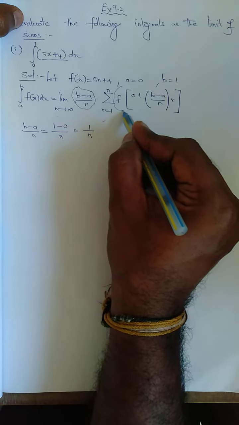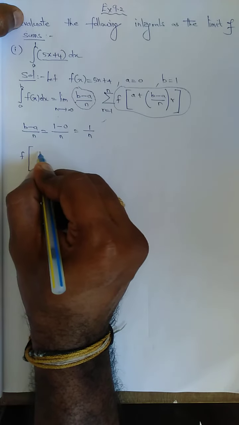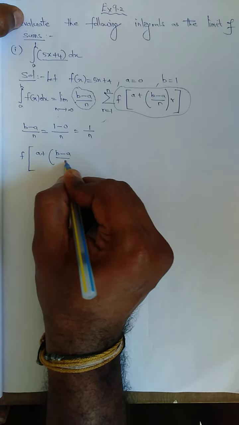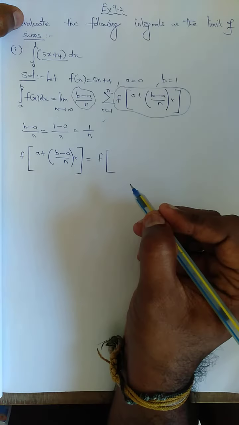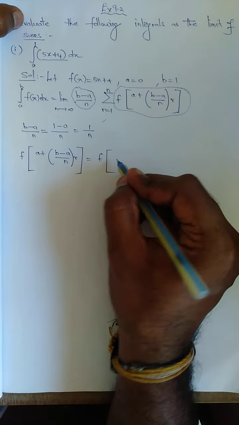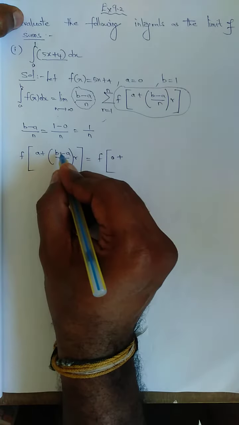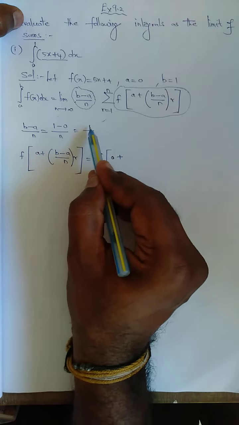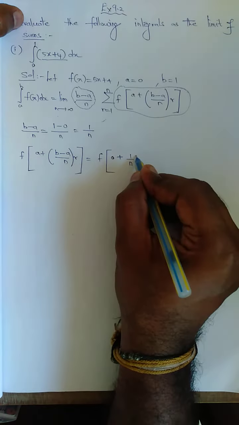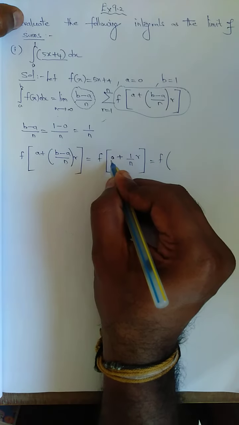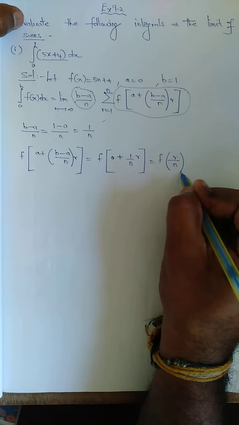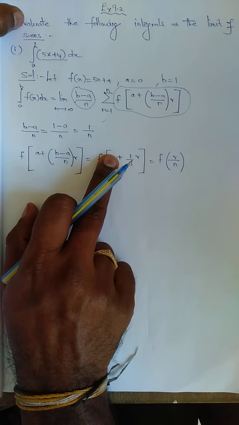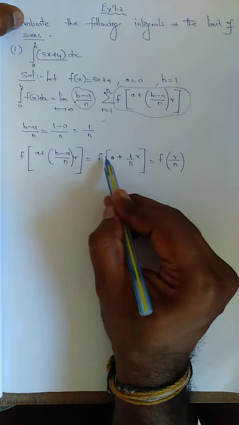Next, I am going to find this value: f of (a plus (b minus a) by n into r), close the bracket. This is equal to f of a. We know the a value is nothing but 0, so 0 plus b minus a by n, which is 1 by n, into r, close the bracket. That is f of 0 plus 1 by n into r, which you can write as r by n, because 0 is nothing, so you don't need to add anything. So it is f of r by n.